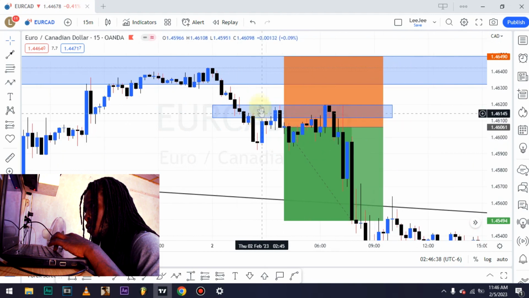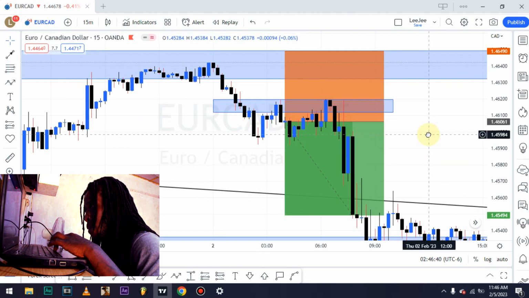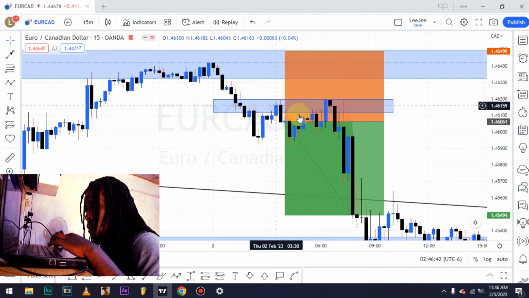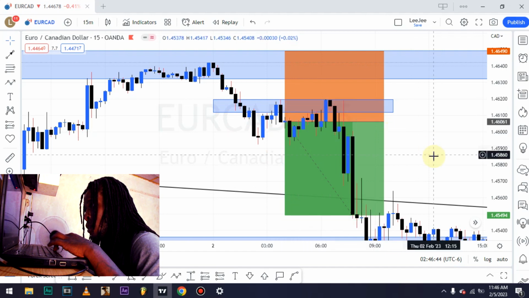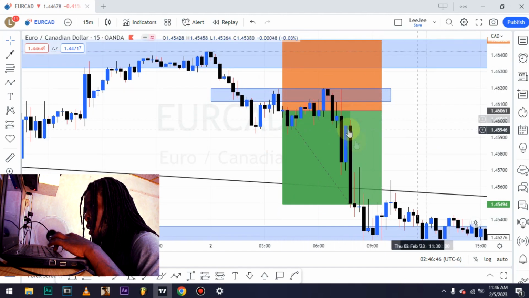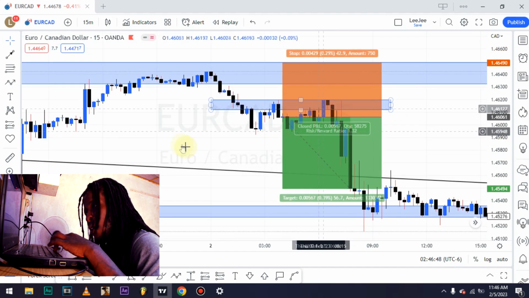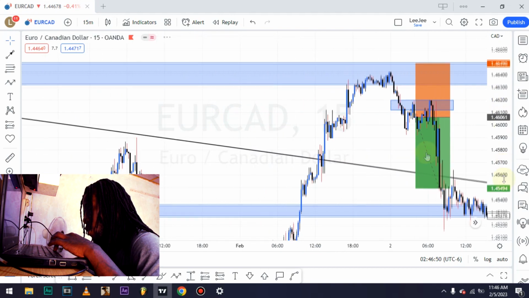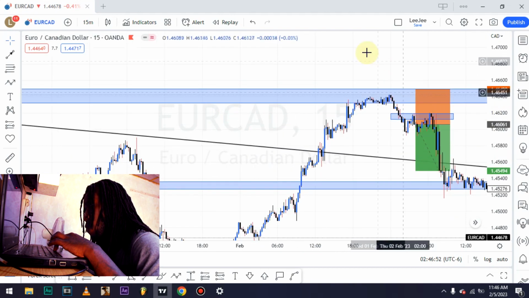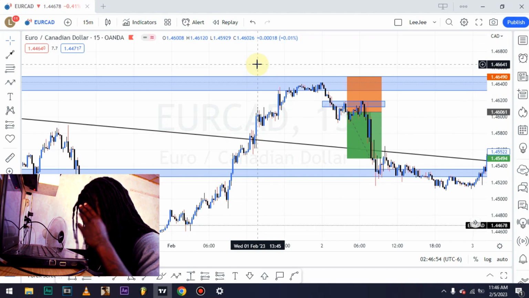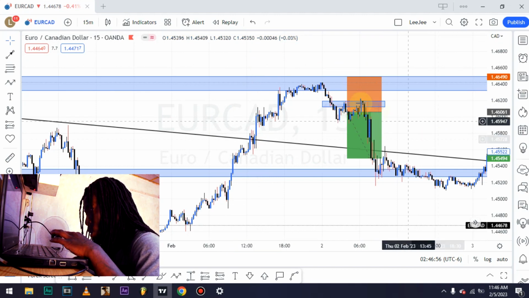So when I took that trade, as you can see, this is what happened. There was some bit of consolidation and then rejection, guys, before price, boom, moved in my direction. So that was a great trade. That was a win, guys.